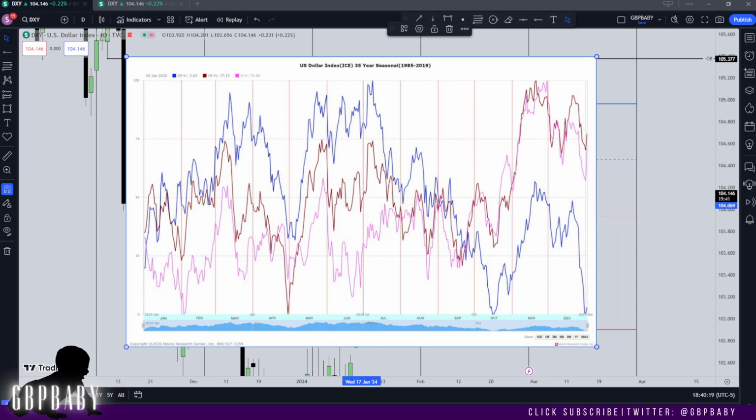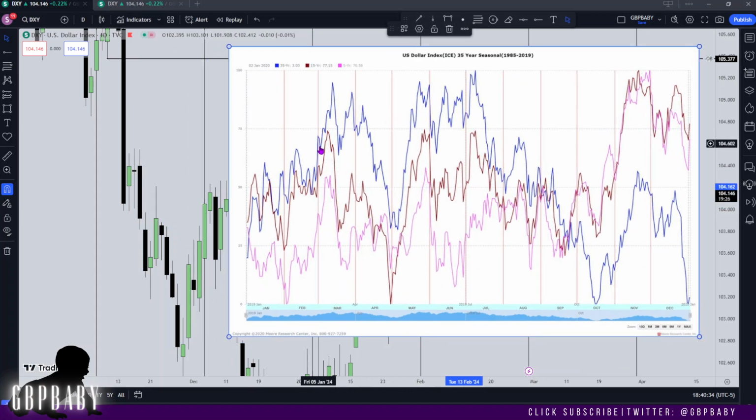We're going to start looking at the US dollar index 35-year seasonal, and the reason I'm looking at this is because we do start March tomorrow on Friday, so we need to look at March, as in the trading month of March, and see how it performs. You can see that generally for dollar, March is quite a bullish month up until about the midpoint of the month, where we have a reversal.